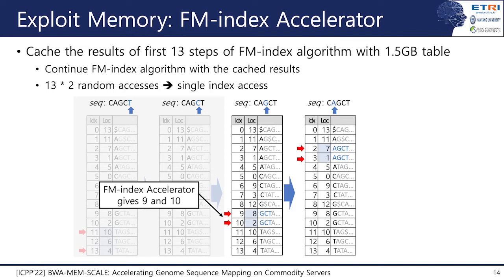The figure shows an example of the FM index accelerator working. In this example, the FM index accelerator caches 2 steps of the FM index algorithm. With one-time access to the FM index accelerator, we know what entries are used for the next step. Then, the FM index algorithm continues with the intermediate result. As a result, the FM index accelerator replaces 26 random memory accesses with a single index access.